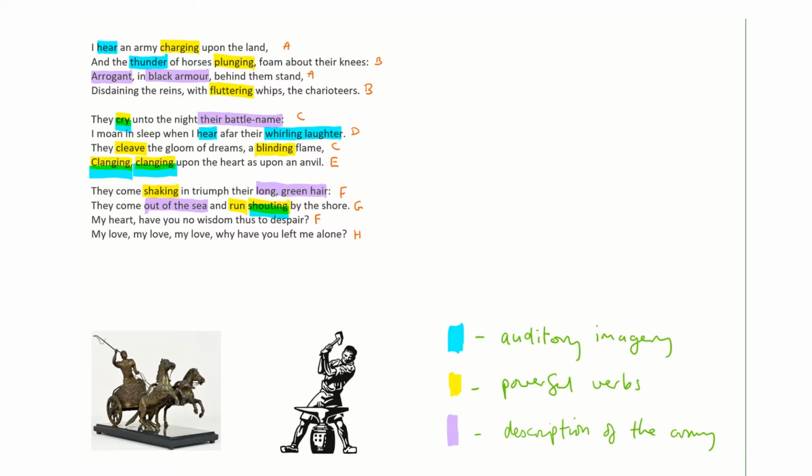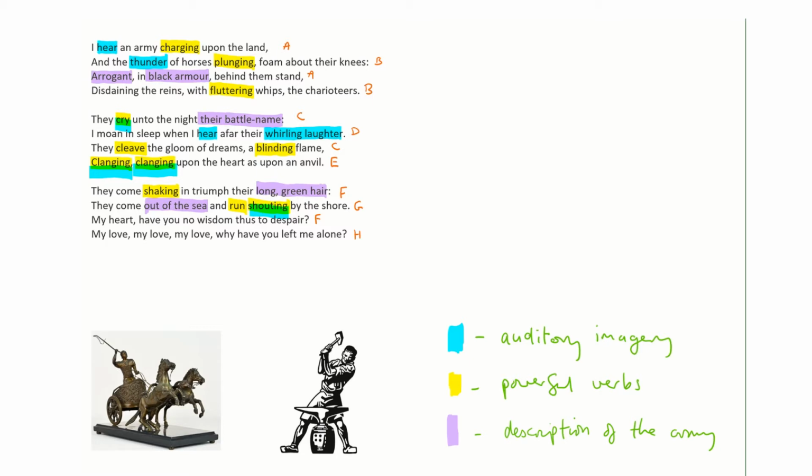And again, you might want to take a quick look at that image in the bottom left of a charioteer doing precisely that. Now, let's look at how Joyce describes these soldiers. So we can see, highlighted in purple, the description of the army. They are arrogant. So we might think about why that is.